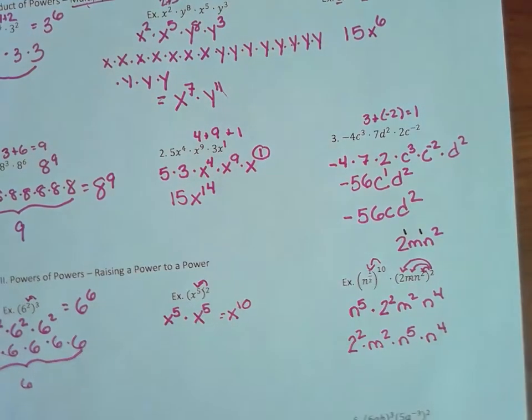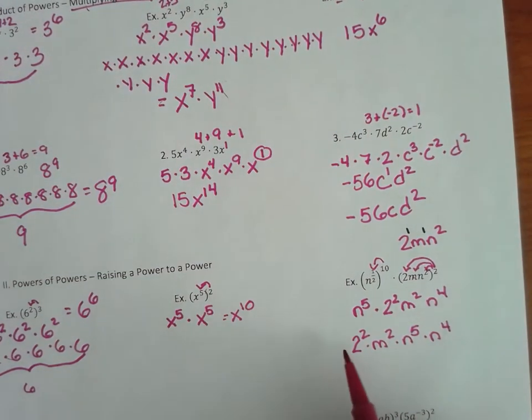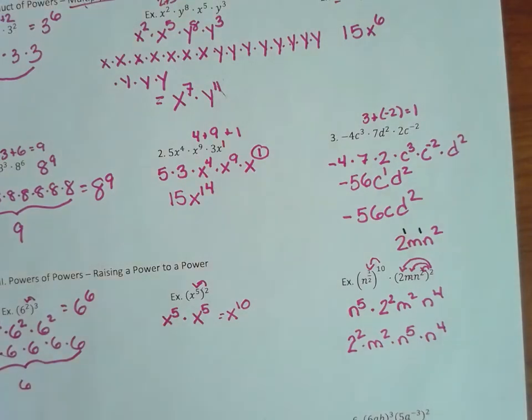And typically, our nomenclature that we use, the way we write these things, guys, I always write my coefficients first. You can write n to the 4th times n to the 5th times 2 squared times m squared if you really want to. But again, typical mathematics are written coefficient first, then variables, and typically variables are written in alphabetical order. I'm not saying you have to. I'd like you to, but again, just try to follow that rule as best as you can.